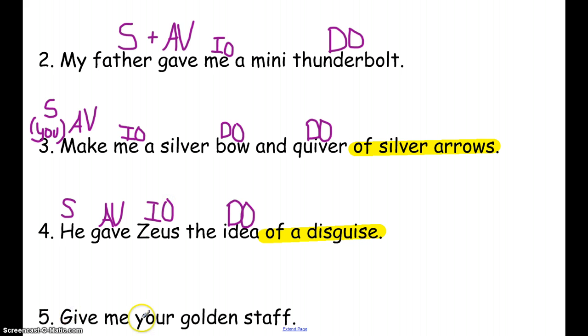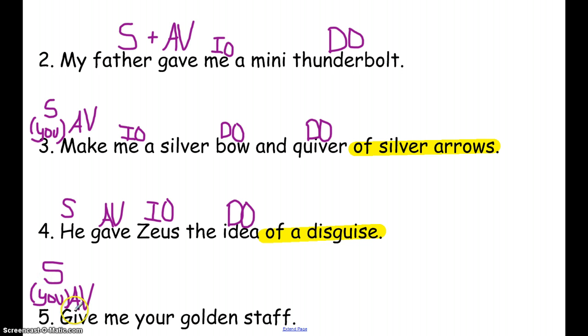And our last sentence, give me your golden staff. I don't see a prepositional phrase in there, so I'm going to go right to finding my subject. Give me your golden staff. Me isn't the subject. So I come back to where I'm having trouble finding my subject, so I'm going to go with my verb first. Give. Give is an action verb. Who is it talking about giving? It's not saying me give or the staff give. It sounds like it's a command. So we've got that understood you again. There's our subject. You give.